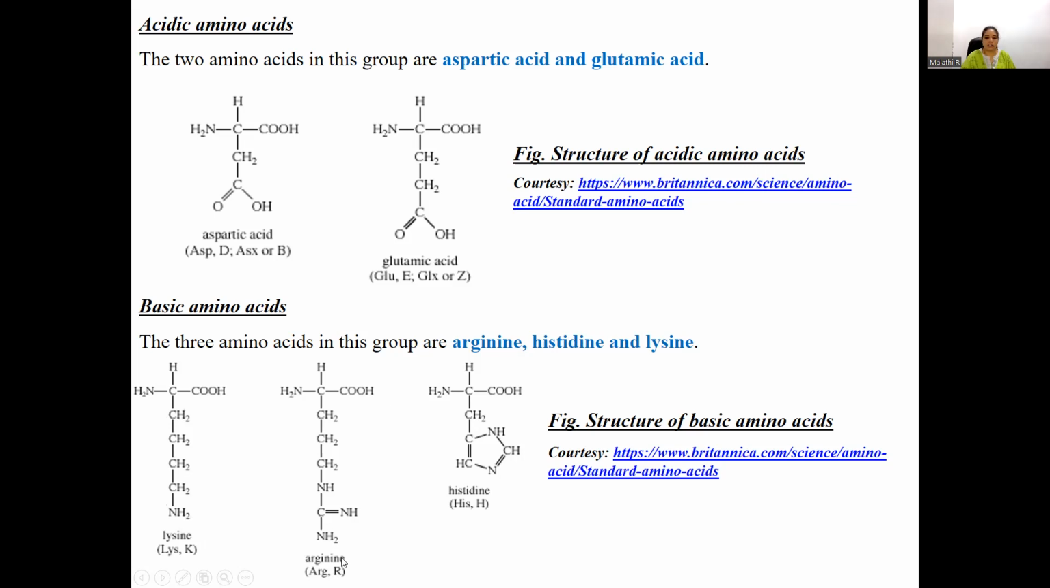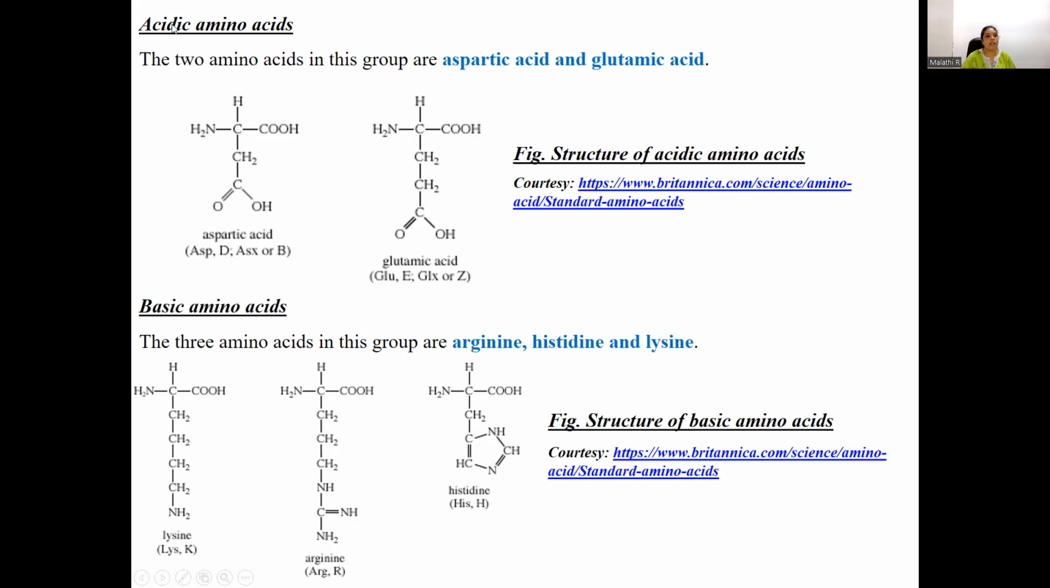In arginine, there are three CH2 groups and NH, then C double bond NH and NH2. The R group of arginine is also an aliphatic chain. Then you have histidine, which has a ring structure. It is not a benzene ring; it is a five-membered ring structure in which a nitrogen atom is also present. That structure is histidine.